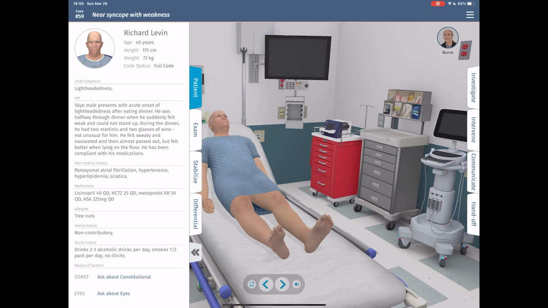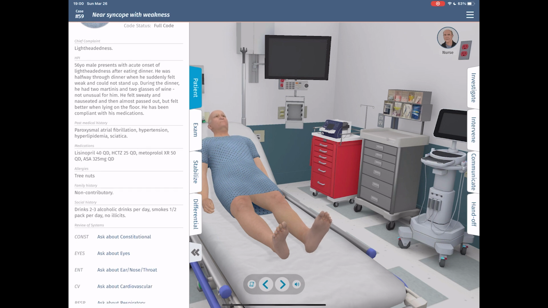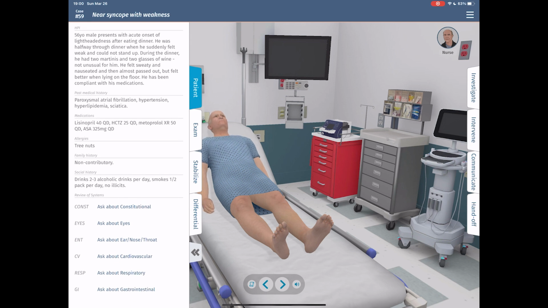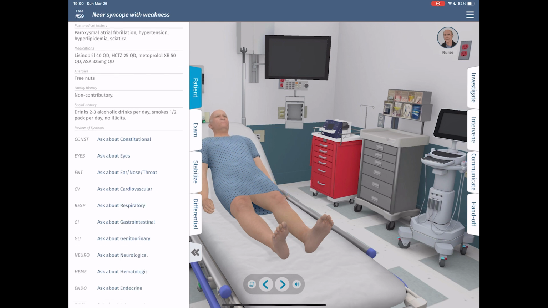This gives us his past medical history. He has atrial fibrillation, hypertension, hyperlipidemia, sciatica, and the drugs he's on. He's allergic to tree nuts. He doesn't really have a family history, as it says non-contributory. He drinks 2 to 3 drinks per day, so he's a fairly strong drinker, and smokes half a pack a day, but he doesn't do any illicit drugs, marijuana, cocaine, any of the fun stuff.